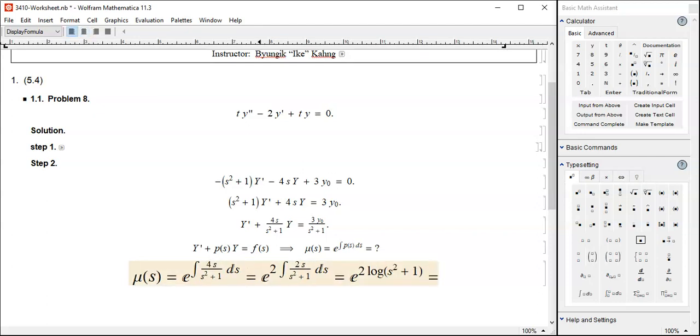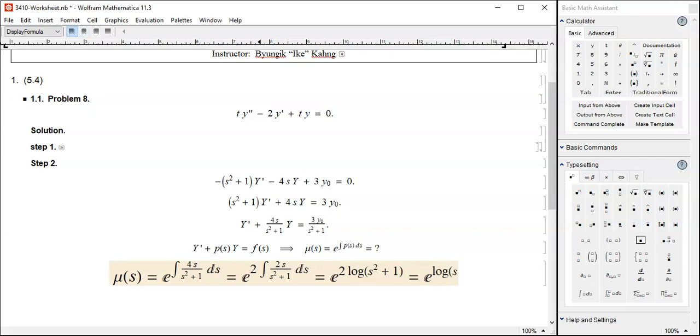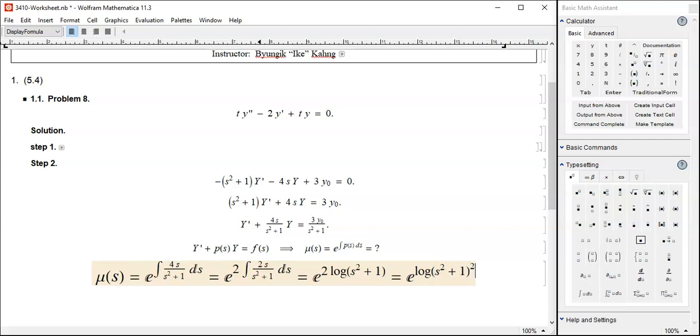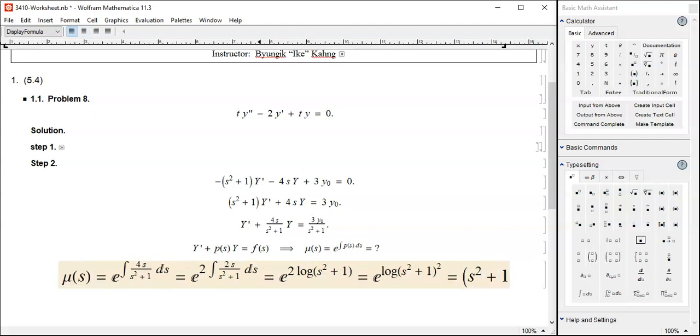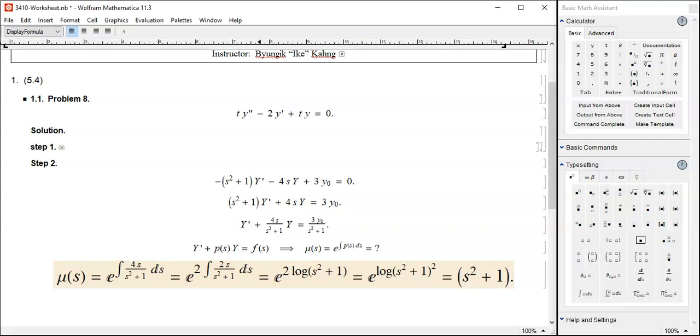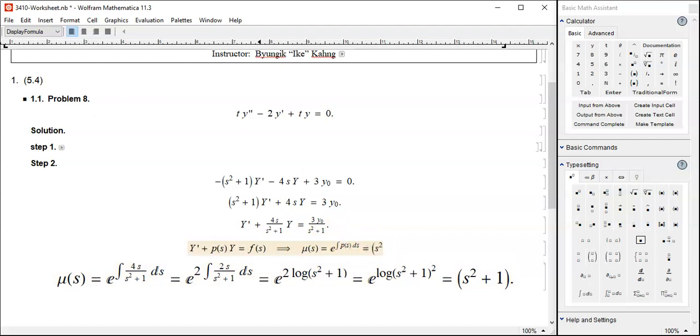If you apply the log rule, log of s squared plus 1 squared, and log and exponential cancel each other out, you're going to get the answer. s squared plus 1, that is your integrating factor. So that is your integrating factor. Oh, I'm forgetting this squared.